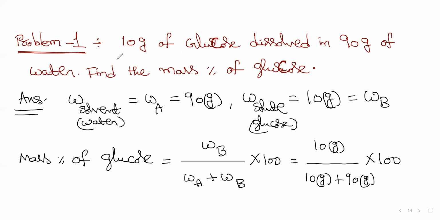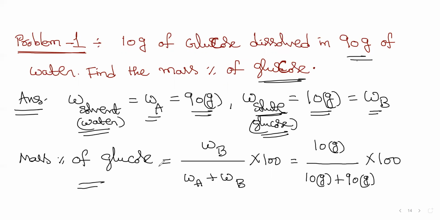Now this is problem 1 I am showing you. There are 10 grams of glucose dissolved in 90 grams of water. Find the mass percentage of glucose. So this is the question. The weight of the solvent, that is water. Water is the solvent, so I'll write it as WA, which is 90 grams. That is given in the question. The 90 grams is the amount of water. And the weight of the solute, glucose is the solute, so that is 10 grams. And I'll call it WB.